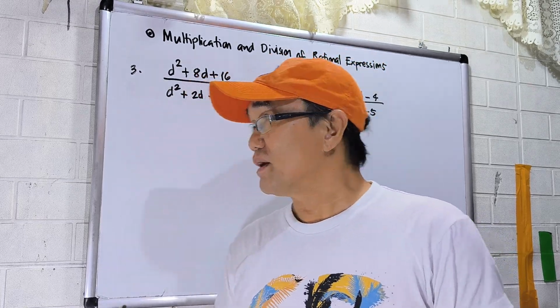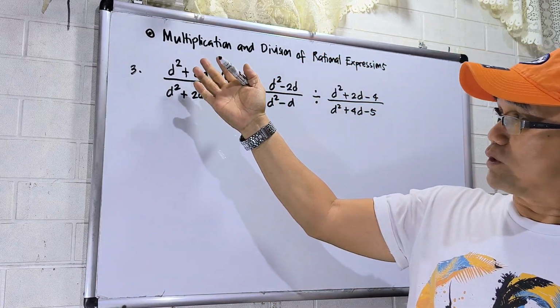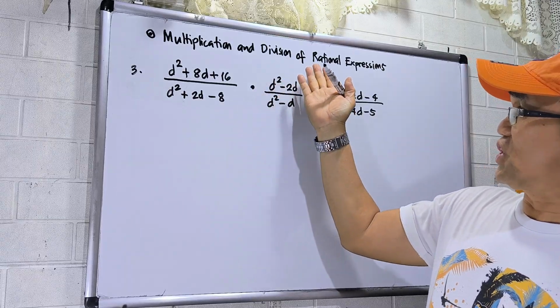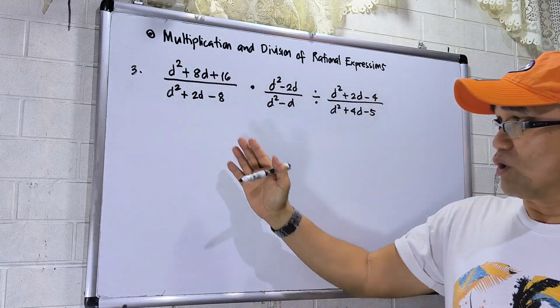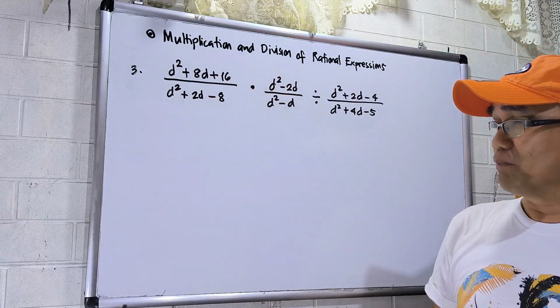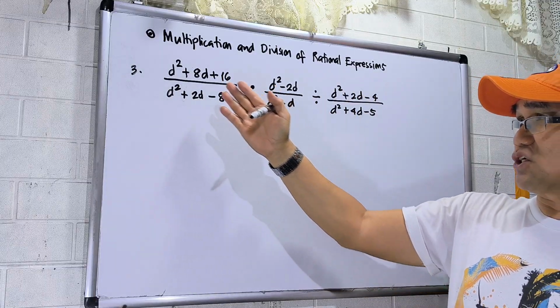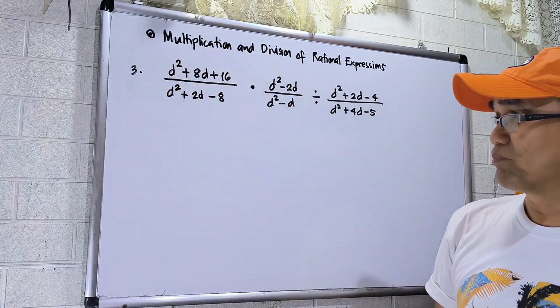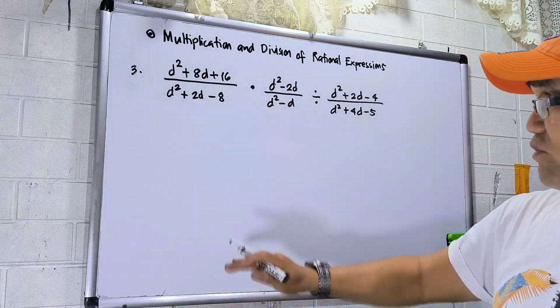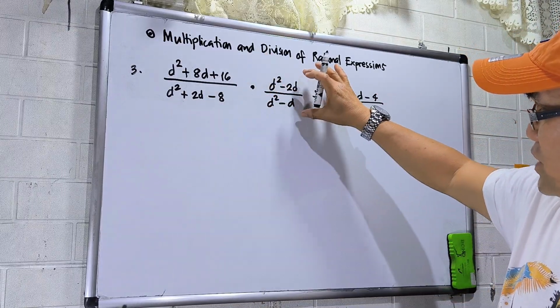Hello to everyone. This is my part 3 for multiplication and division of rational expressions. All we have to do is factor the expressions, and then we can apply cross cancellation if the numerator and denominator are the same. Okay, so first, this will be the first group, second group, third group.